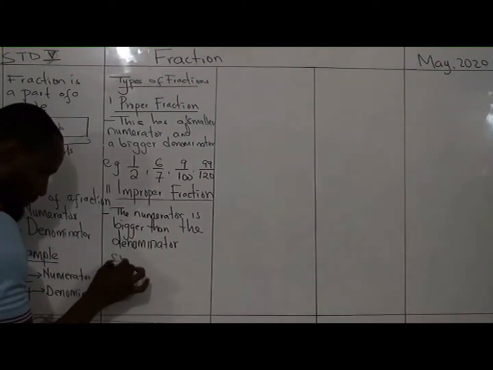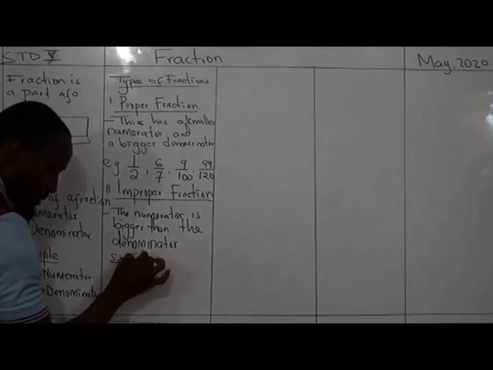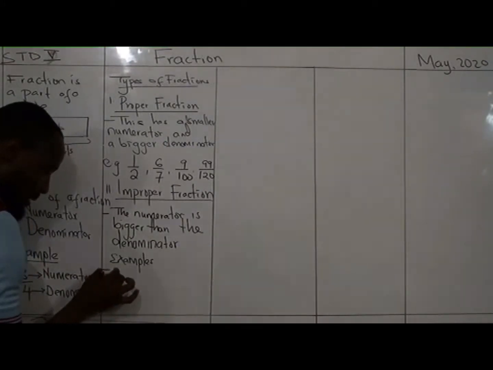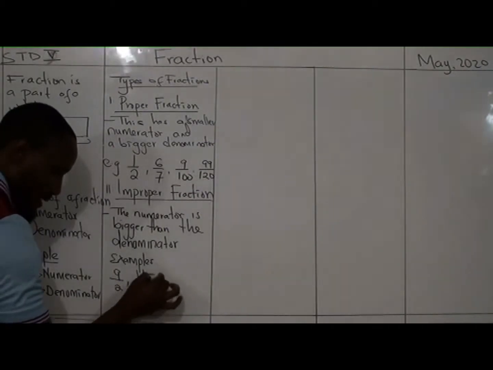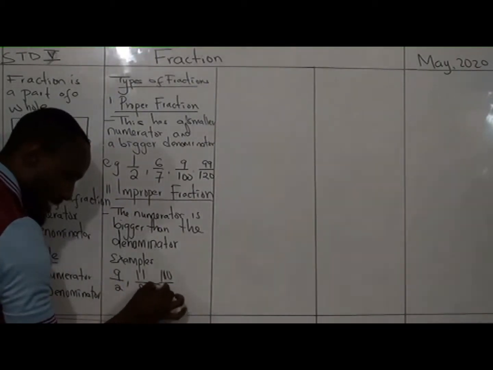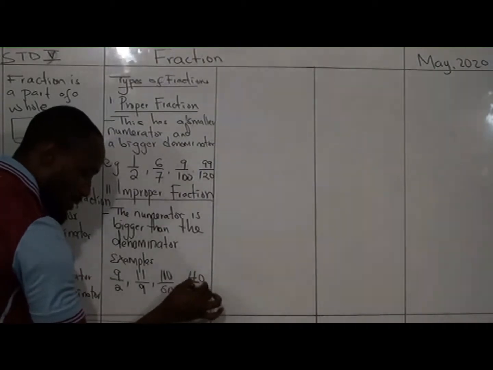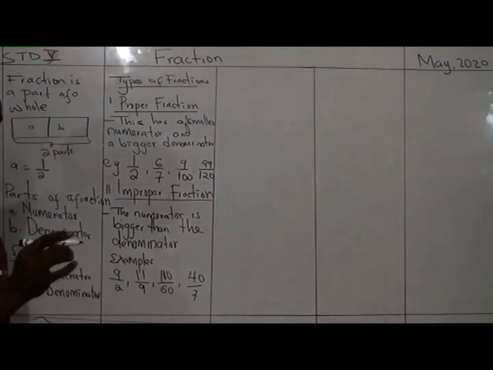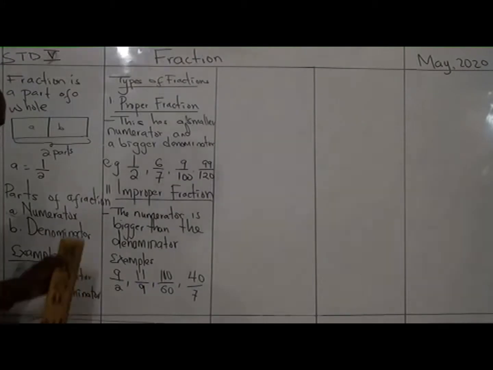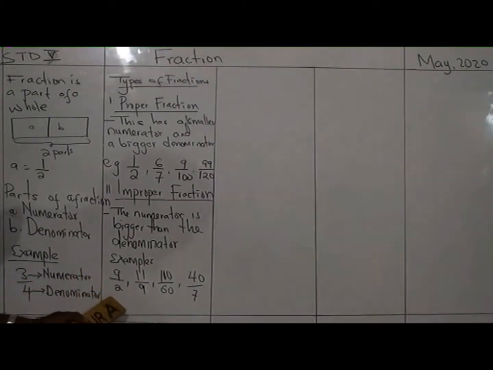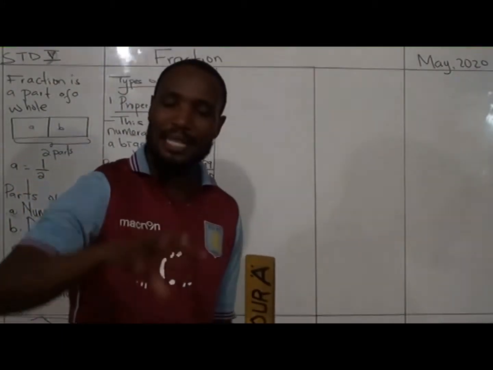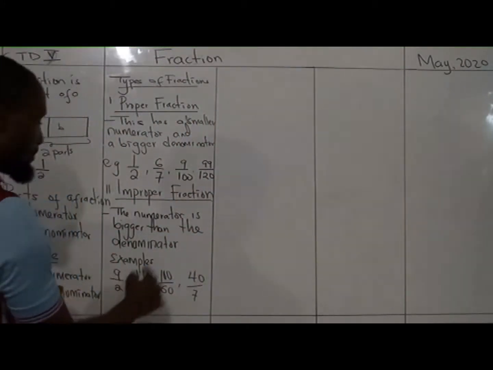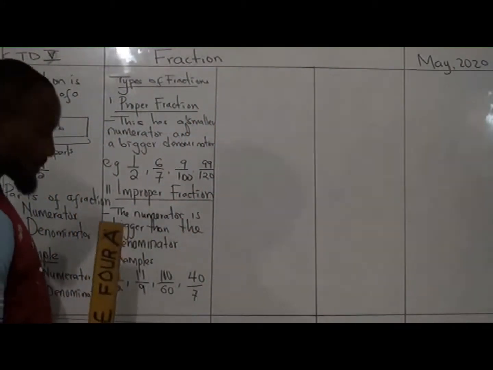Examples. We have 9/2, 11/9, 100/60, 40/7. Look at this. The numerator is bigger than the denominator. So which type of fraction is it? It is improper. It is not proper. It is improper, meaning that the top number is bigger than the bottom number.